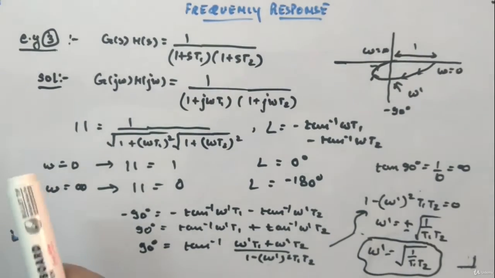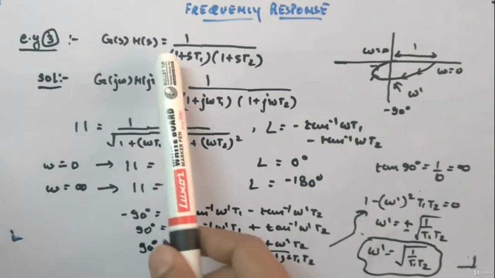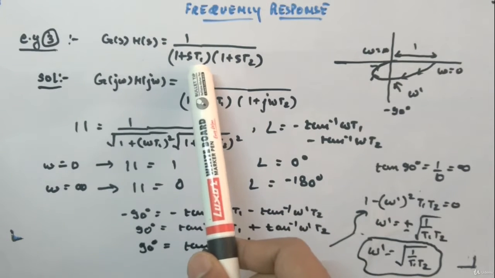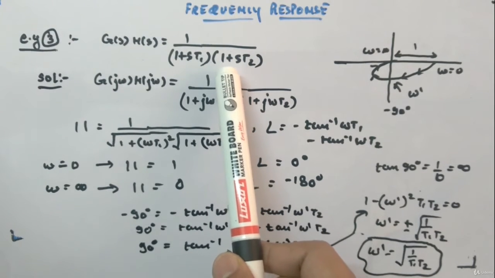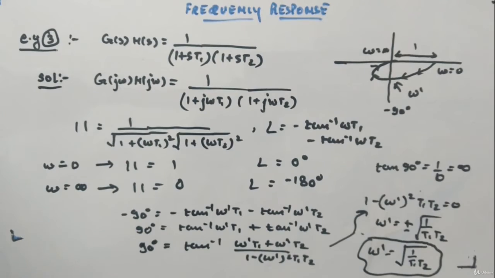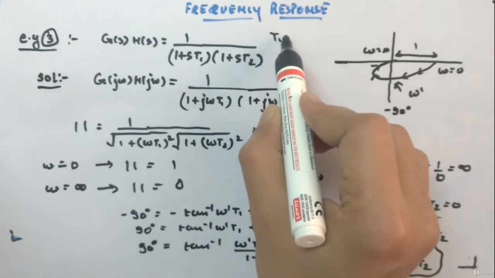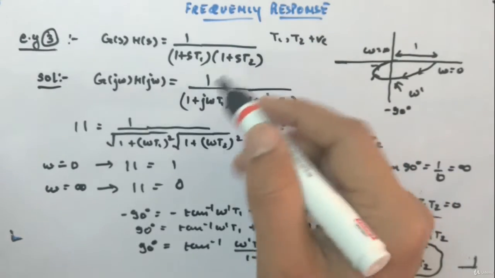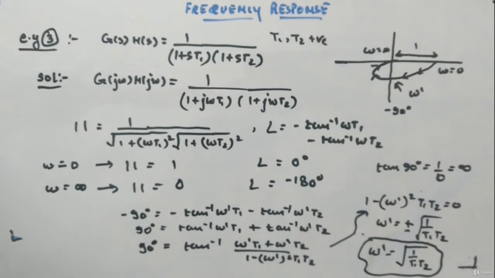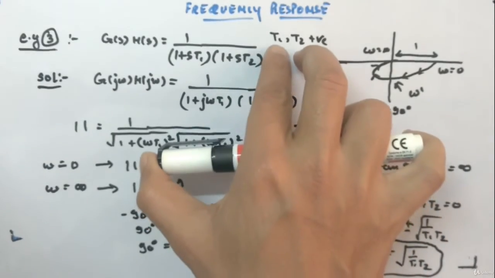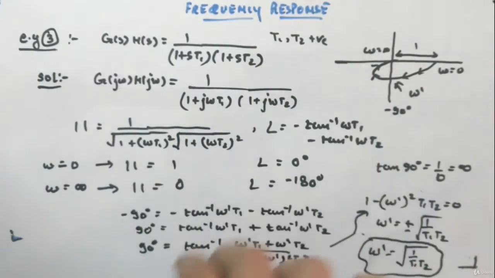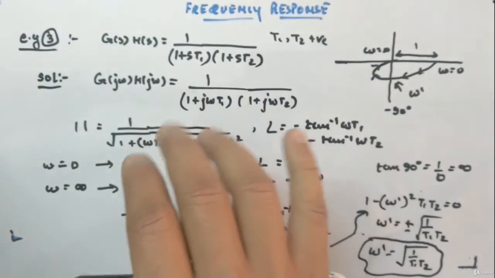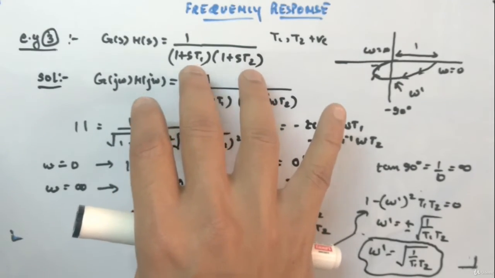Okay, let's look at another example. G(s)H(s) is equal to 1 upon (1 plus sT1) into (1 plus sT2), where T1 and T2 are positive, and it doesn't matter which one is greater. That's not the point of this example. Just consider they are positive time constants, and we are not bothered about the exact value.